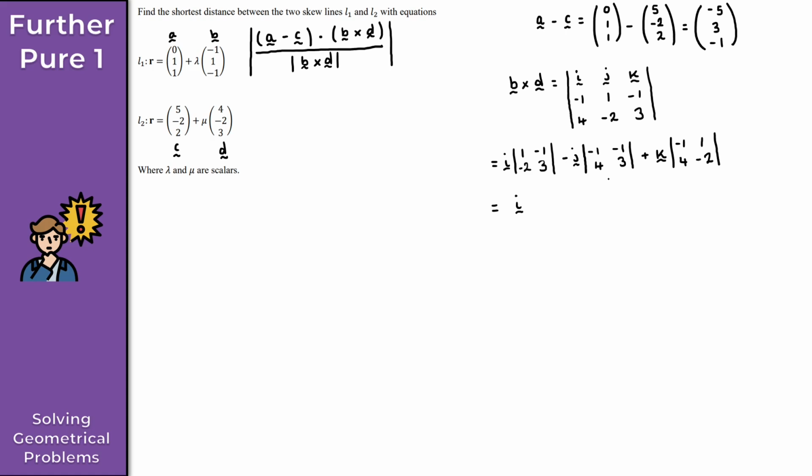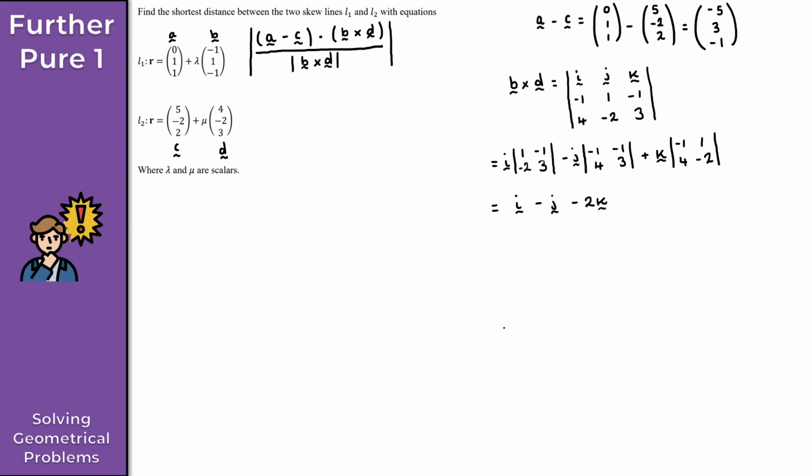I've got -j times by this 2x2 determinant here. So -1 times 3 is -3. -1 times 4 here gives me -4. So I've got -3 minus -4. So that's just the same as -3 plus 4 there. That would give me 1. We have -j times by 1. I just get -j there, like so. And then finally here, we have -1 times -2, so that's 2. Minus 4 gives us -2, so we get -2k there.